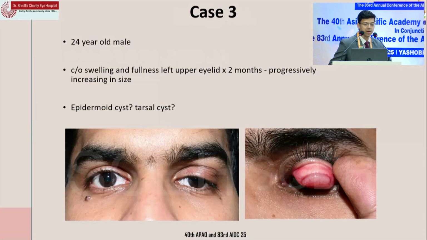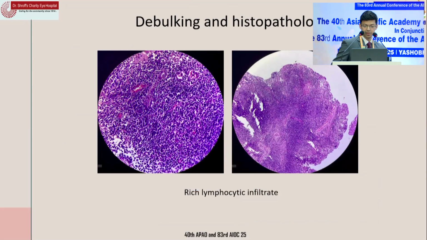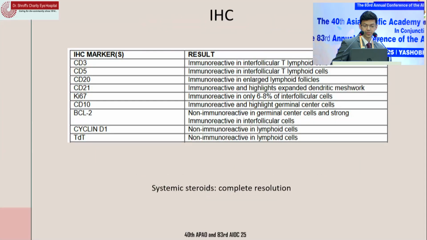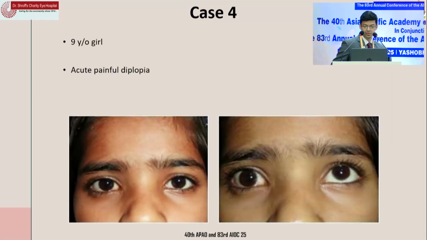This young male presented with swelling and fullness in the left upper eyelid, which can be seen, which progressively increased in size. A probable diagnosis of epidermoid cyst was kept in mind. This lesion was debulked, but on histopathology, again, a very rich lymphocytic infiltrate was noted. The IHC panel showed a polyclonal nature of the infiltrate. This patient received systemic steroids and there was complete resolution.